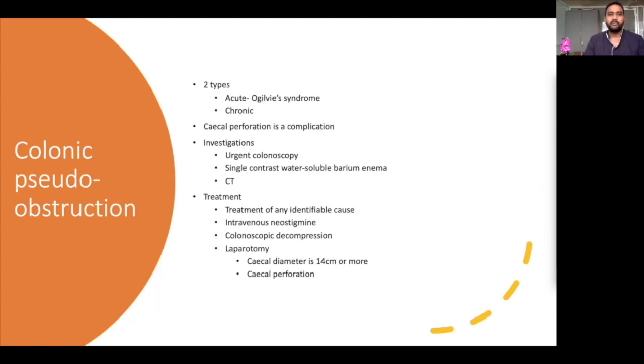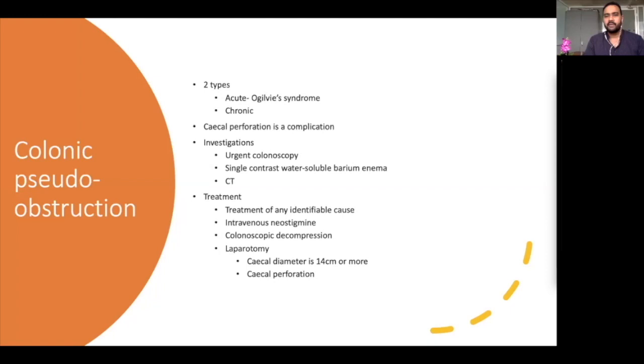So these are the important things. Intravenous neostigmine is important, and the patient should be on a commode, and ECG monitoring should be there, as well as atropine available whenever we give intravenous neostigmine. Even if it is not responding, then we have to go for a colonoscopic decompression. So we do a colonoscopy, and then we can go for decompression.